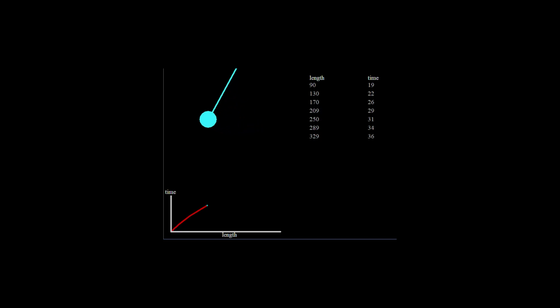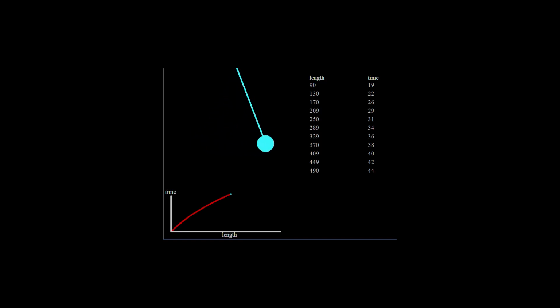Now here's our final example, a pendulum. As it swings, it takes a certain amount of time for it to make one swing. Is there a connection between the period, the swing, and the length of the pendulum? There is, and you can see there that as the length of the pendulum increases, the time seems to be increasing as well.